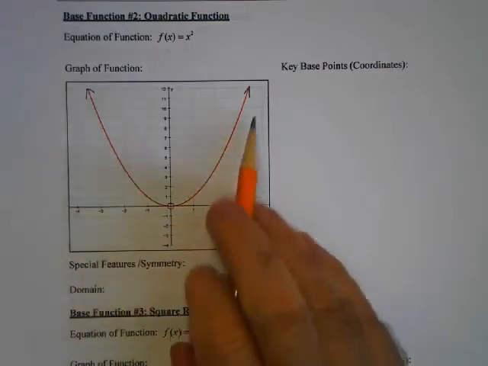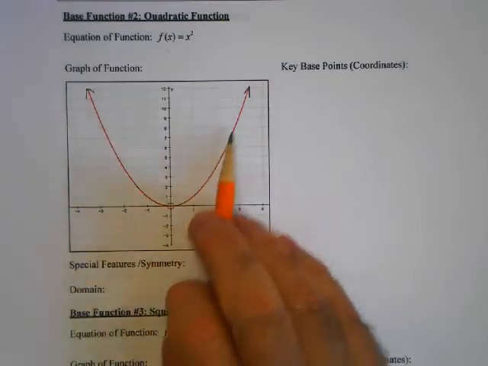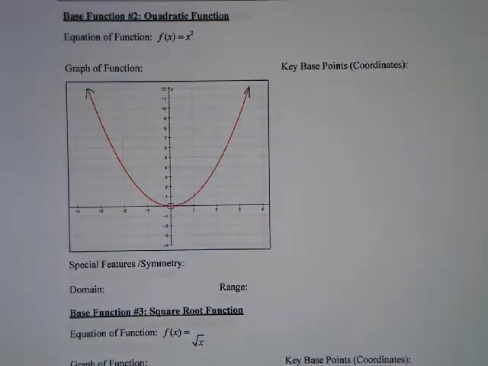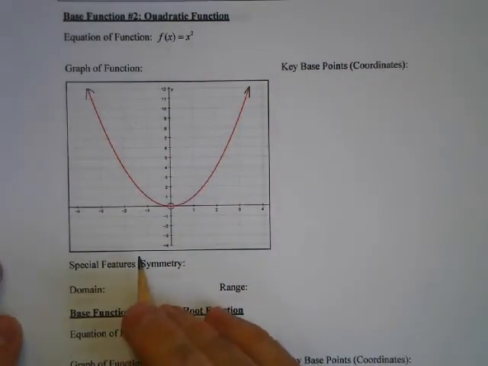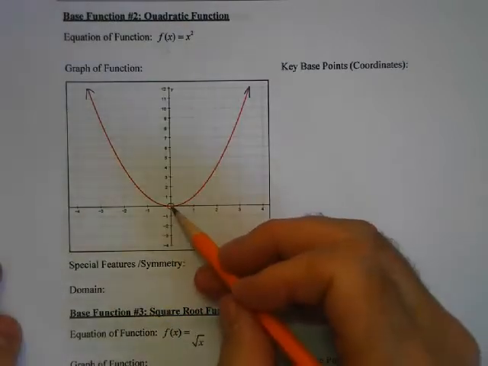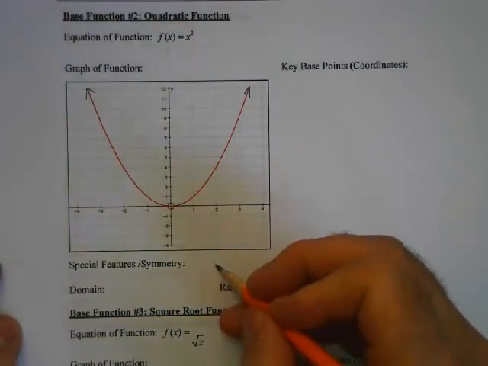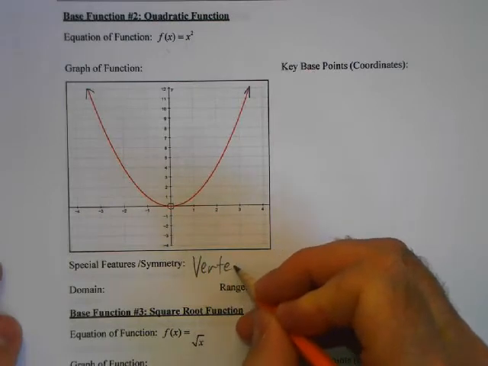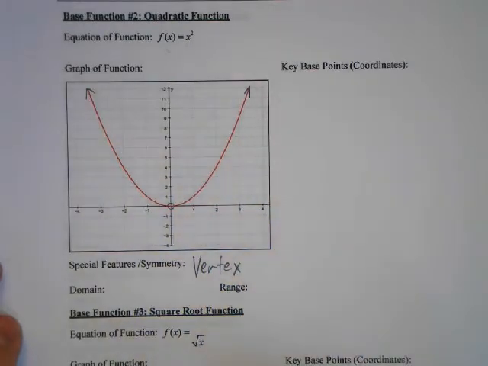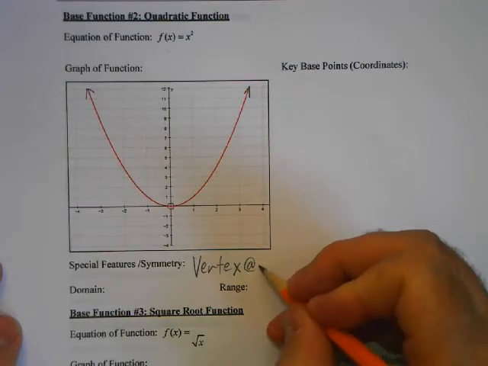Now I put the arrows on because it does continue forever in both directions. Special features and symmetry. Well, we know that the graph of a quadratic function is a parabola, and parabolas are symmetrical. So it definitely has some symmetry. And another special feature that parabolas have is the vertex. So the vertex of the base function, f of x equals x squared, is the point 0, 0.